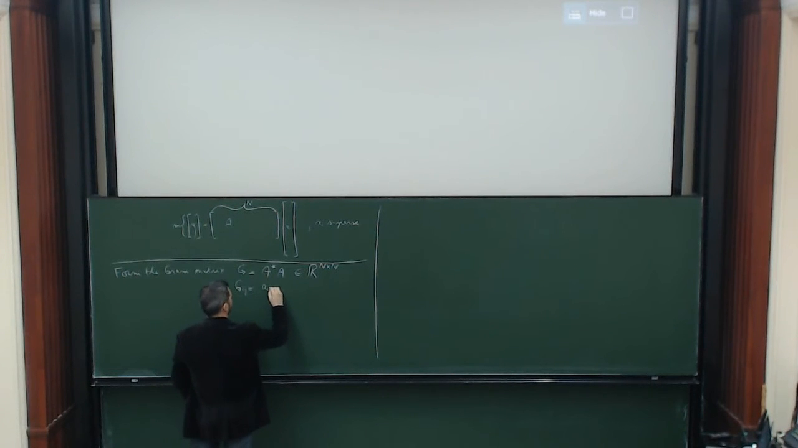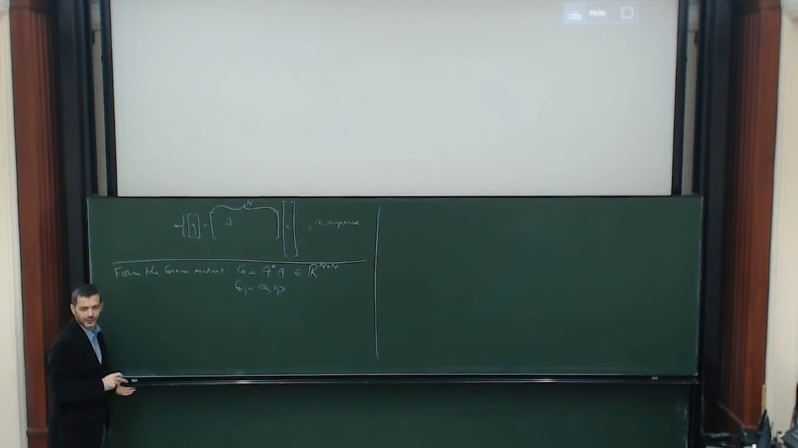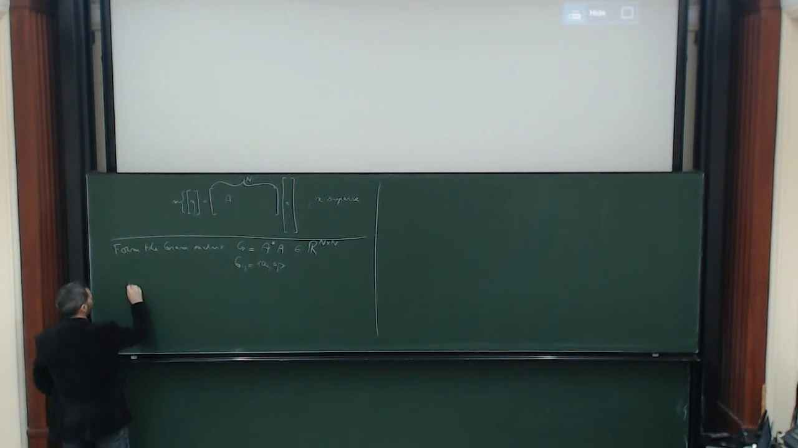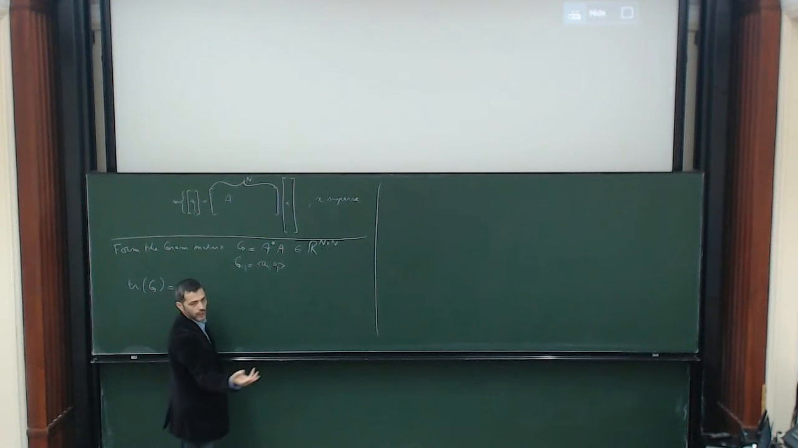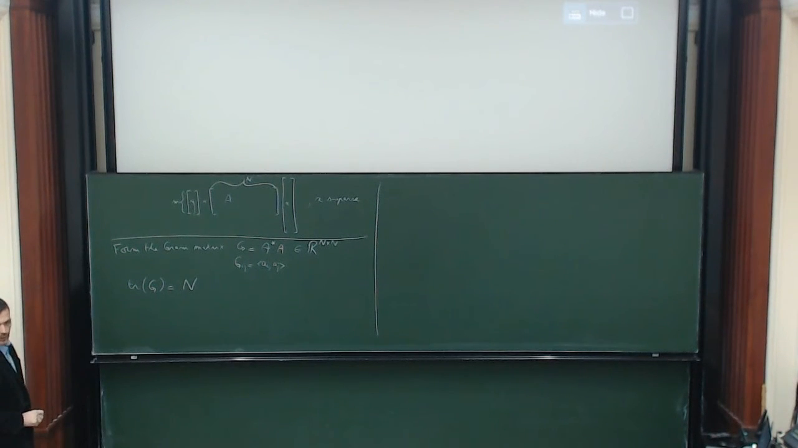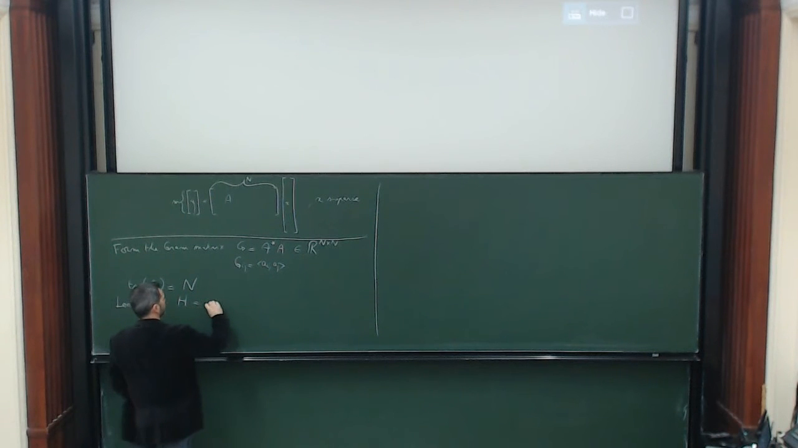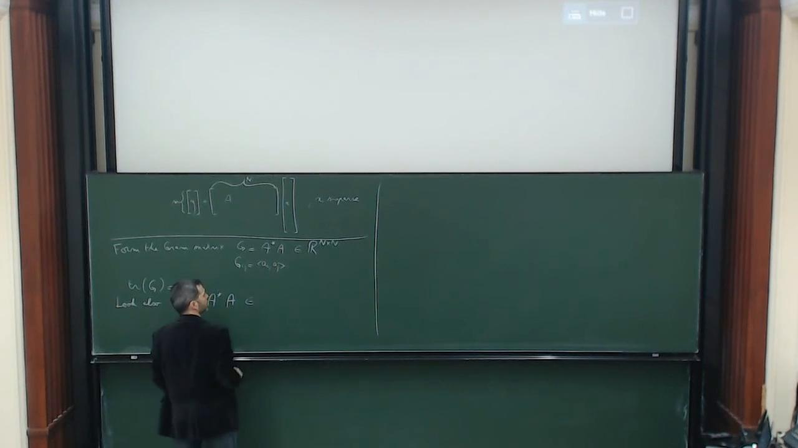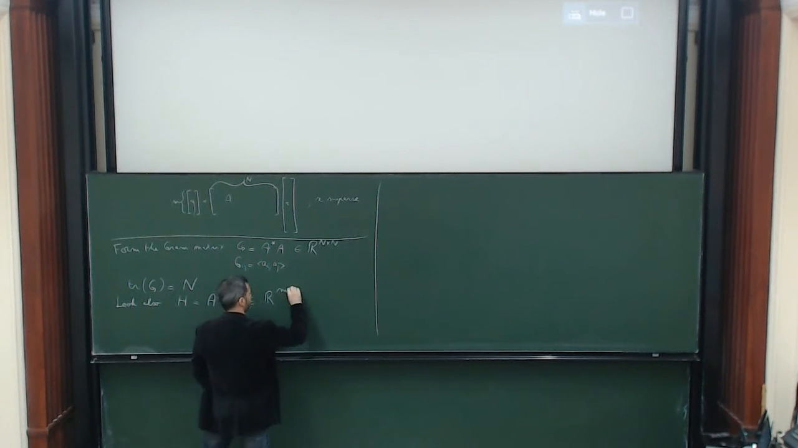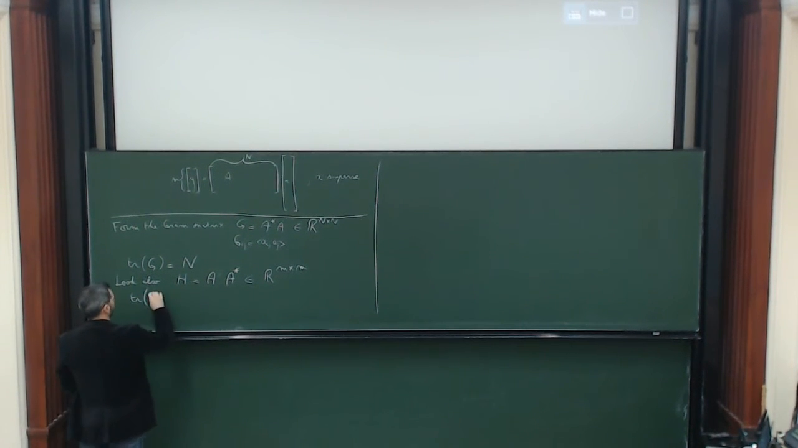And what are the entries of G? The entry ij will be the inner product of a_i with a_j, or a_j with a_i, I'm not sure exactly which one it is. In the complex case, it's a little different, but it won't change too much here. So if I'm looking at the trace of G, the sum of the diagonal elements, and the diagonal elements are equal to 1 because of the normalization of the columns, and there are N diagonal elements, so that's capital N. We're going to look also at a different matrix, H, which will be A times A star, which is of size M times M.